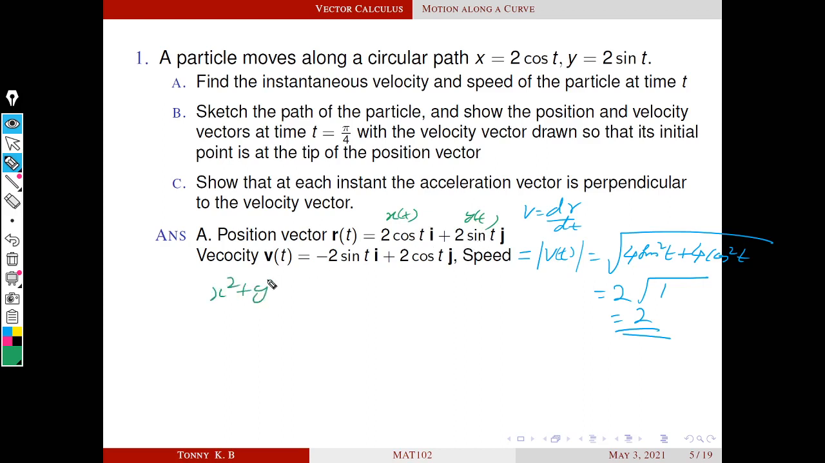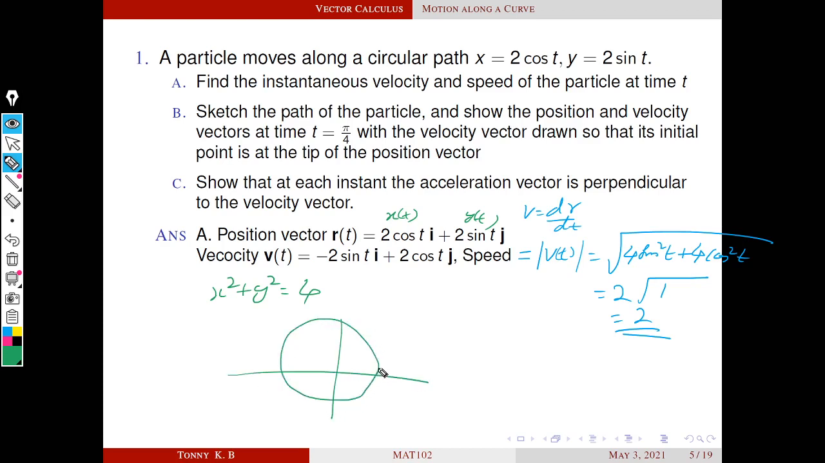Here, x square plus y square. What about x square plus y square? It is 4, isn't it? This is 4 cos square t plus 4 sin square t. So you can take 4 outside, so this becomes 4 times 1, that is 4. So x square plus y square equal to 4. So it is clear that the path is circular.